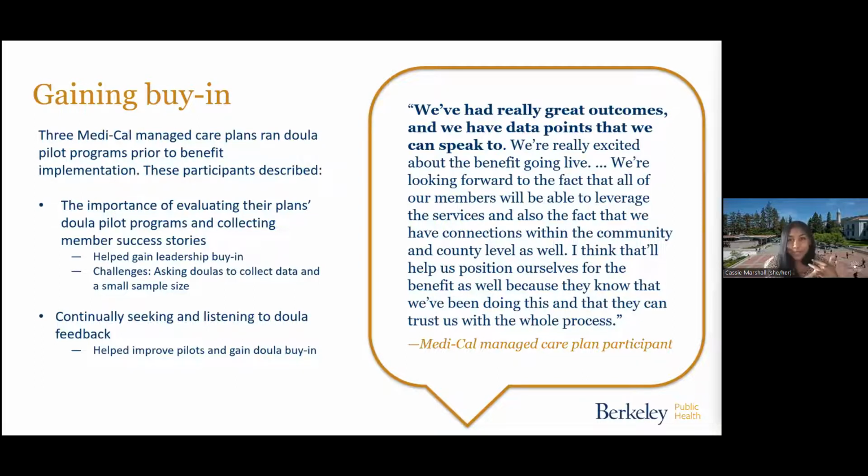There were some challenges. So number one, which shouldn't be surprising given some of my previous comments, they had to ask doulas to engage in data collection, which again may, if not really designed appropriately at the beginning, may not have been feasible or fully compensated. And there were small sample sizes. So these were pilots, and you were not always able to see, you know, the strongest, most significant results. So there were some challenges, but having that data was critical for getting buy-in. And the other thing that they communicated was that they had to continually seek and listen to doula feedback throughout the process of these pilot programs. And they ultimately helped the pilots, and they helped gain doula buy-in. So doulas understood why they were collecting data and what the role of having these success stories was, and sharing that back with plan leadership.